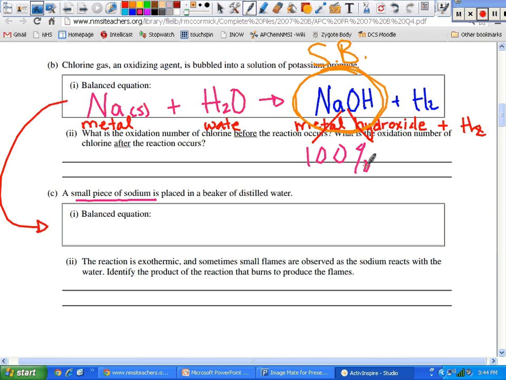So this is the way you must write it. Na plus H2O goes to Na plus OH minus plus H2. That is the only way they will accept this answer.